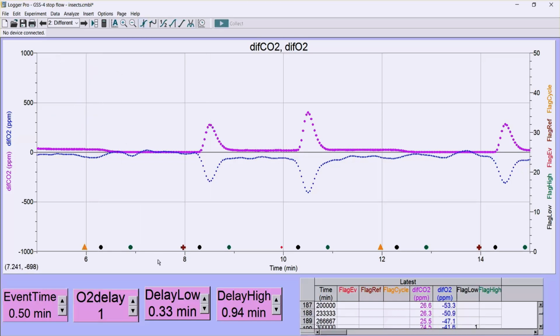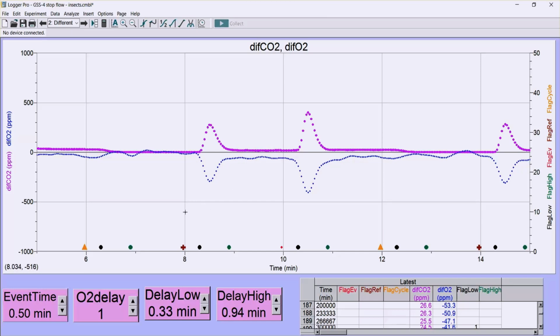The third parameter is the delay low, and when the software calculates the VCO2 and VO2, it calculates it from the volume of the CO2 that's accumulated and the volume of oxygen that's been depleted, and that volume is calculated from the area under these peaks or above the dip. So we have to tell the software where the peak starts and where it ends, and those parameters will depend on the flow rate through the system, the volume of the chamber, and activity of the animal.